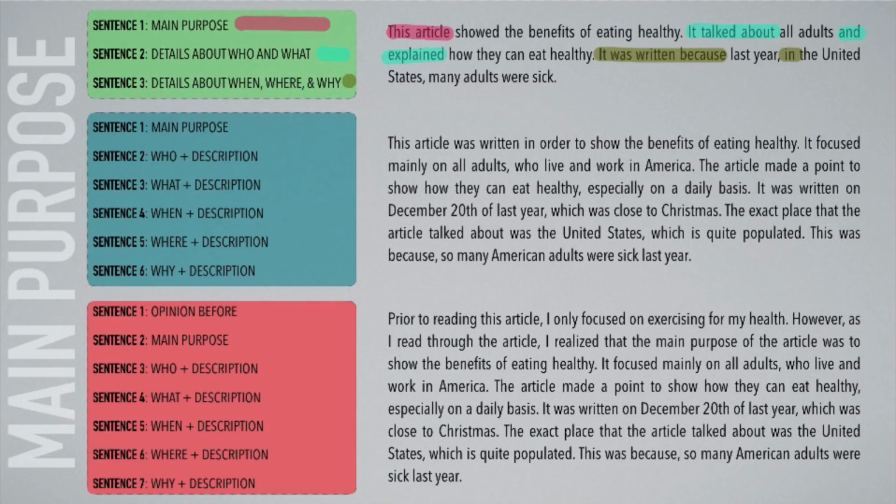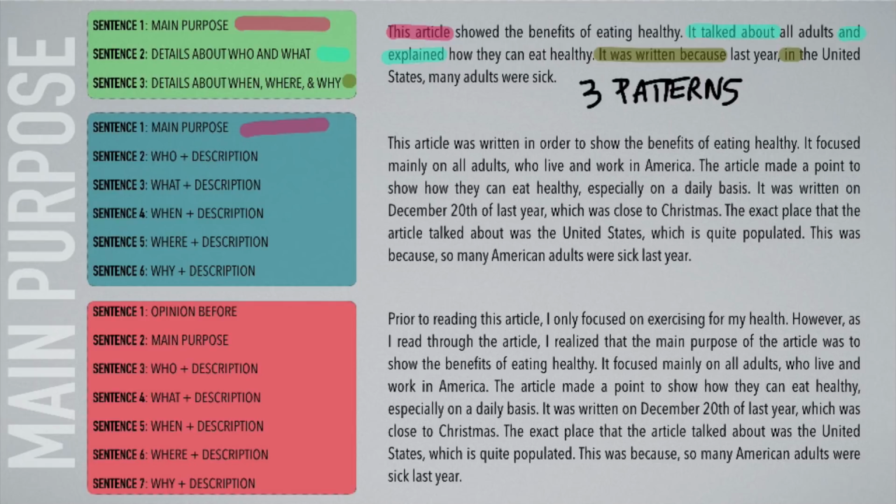We have how many patterns? 3 patterns. Okay, let's keep going. Now, for the intermediate level, you need 6 sentences. Now, the first sentence is going to be also about the main purpose, but the pattern is a bit different. So let's read it.